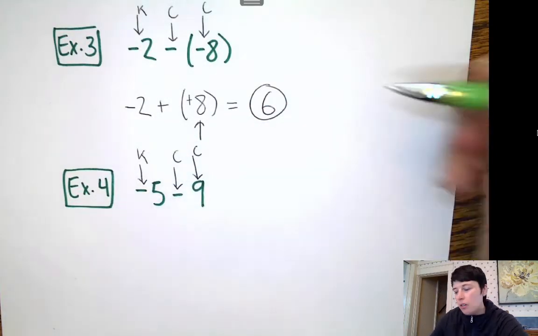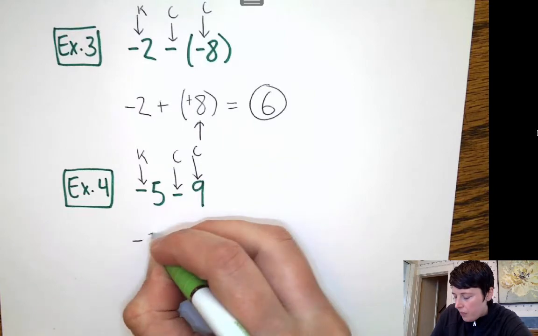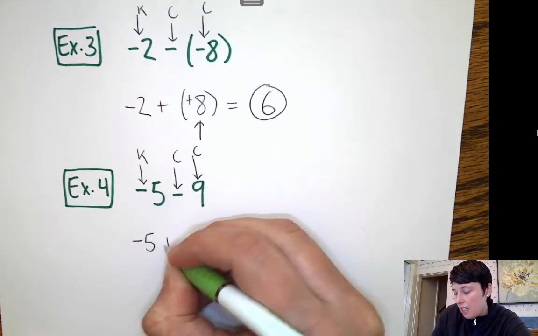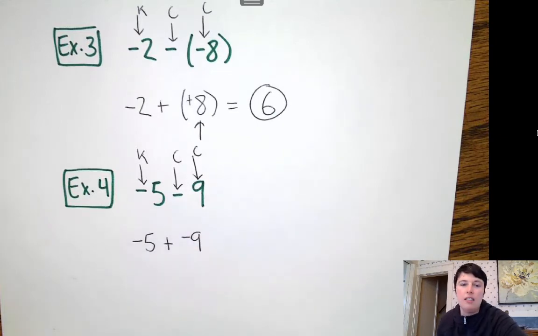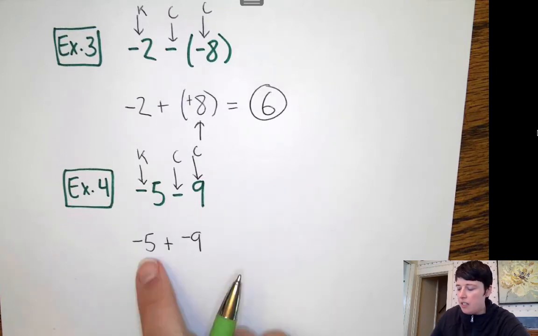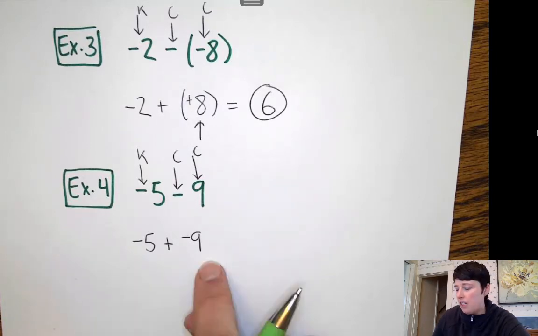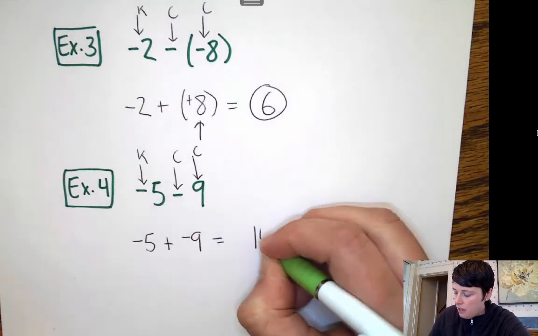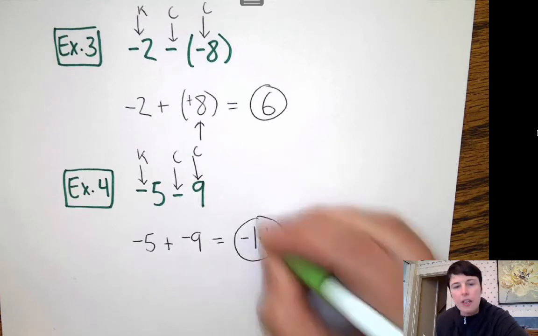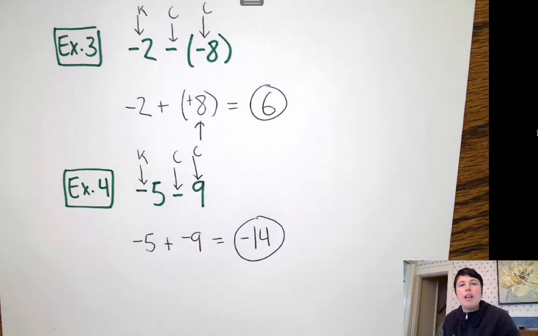KCC. So I keep the -5. I'm going to change subtraction to adding, and then I'm going to change the 9 to a -9. Now I've got my adding problem. Same signs, add and keep. These are the same signs, -5 and -9. I'm going to add and keep. So 9 plus 5 is 14, and my answer is -14. And I'm done. Okay, so subtracting is a little different than adding.